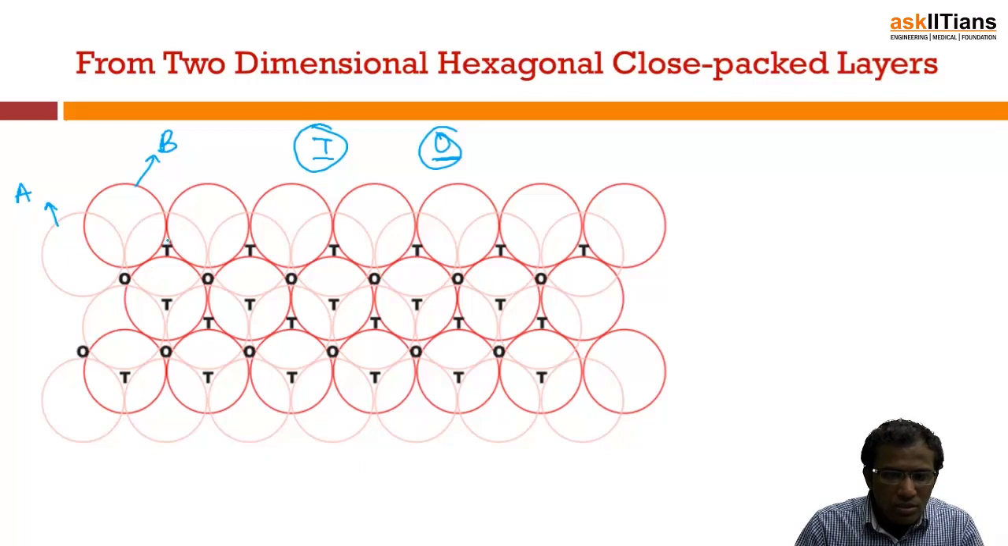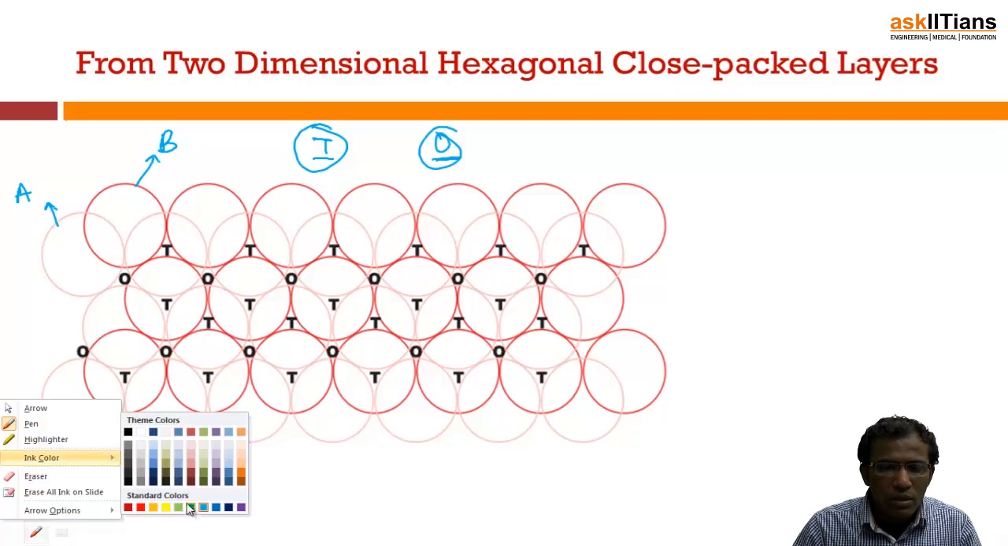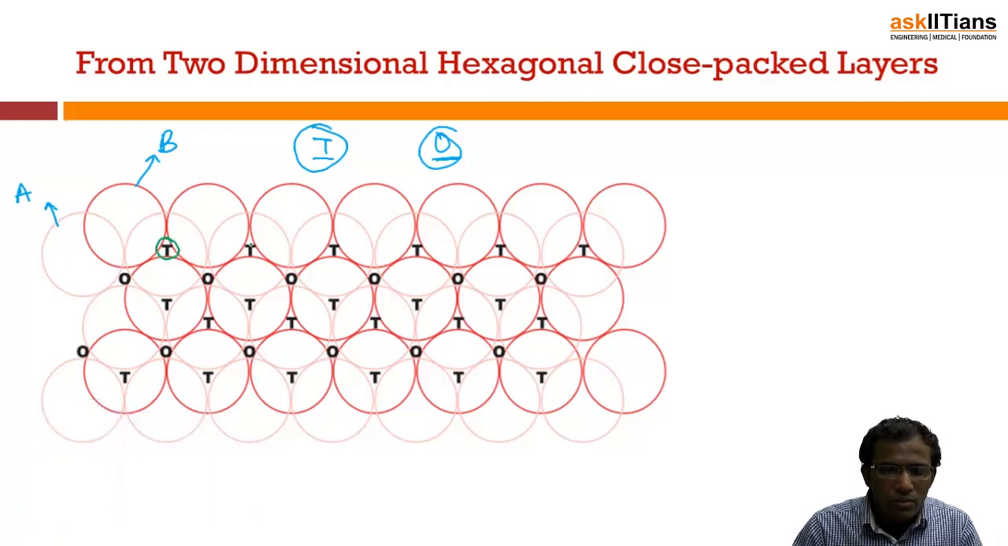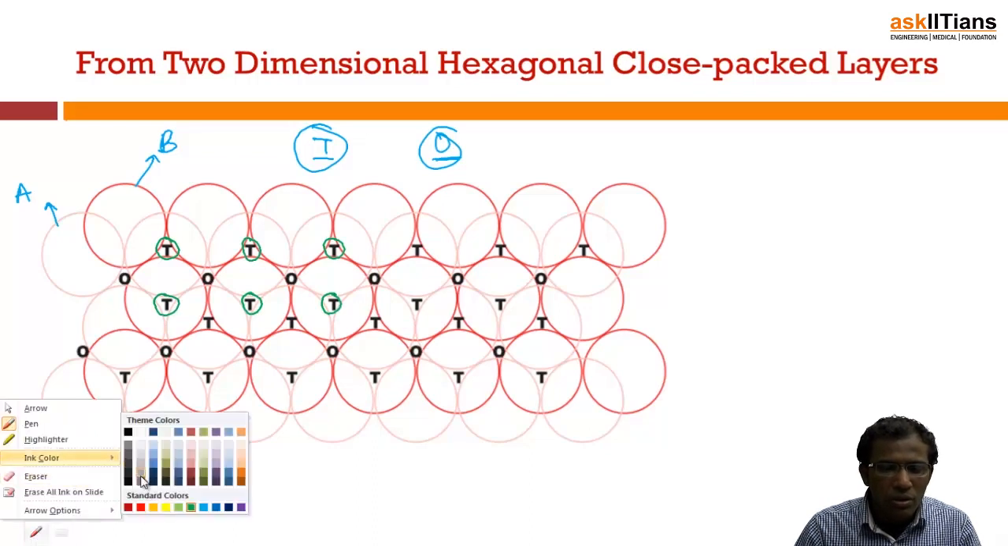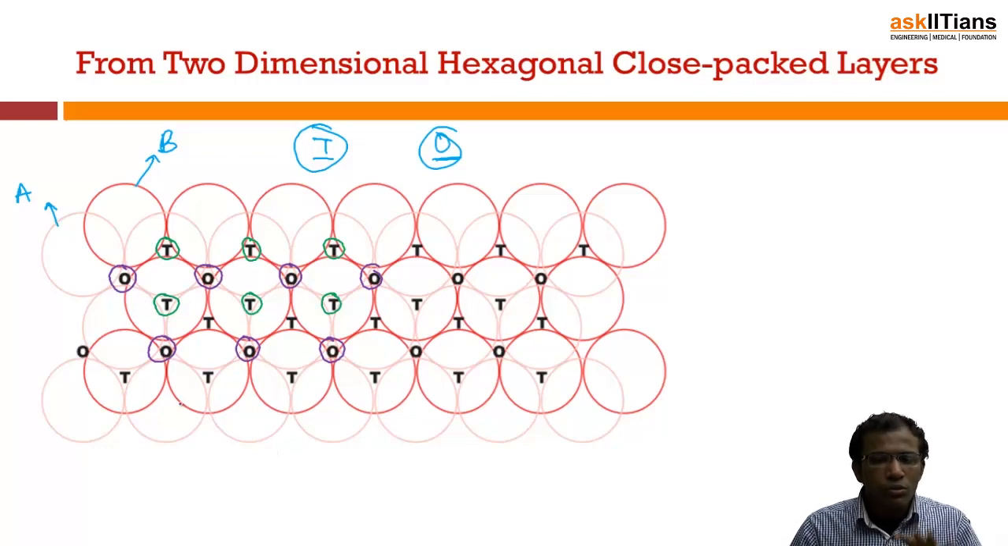These are tetrahedral voids. I'll use a different color. Let me use green. So this is a tetrahedral void, and this is also a tetrahedral void. These are also tetrahedral voids. Let me use a different color for octahedral voids. Yeah, these are octahedral voids. Okay, so let's see how a tetrahedral void is formed first. Let's concentrate on this.